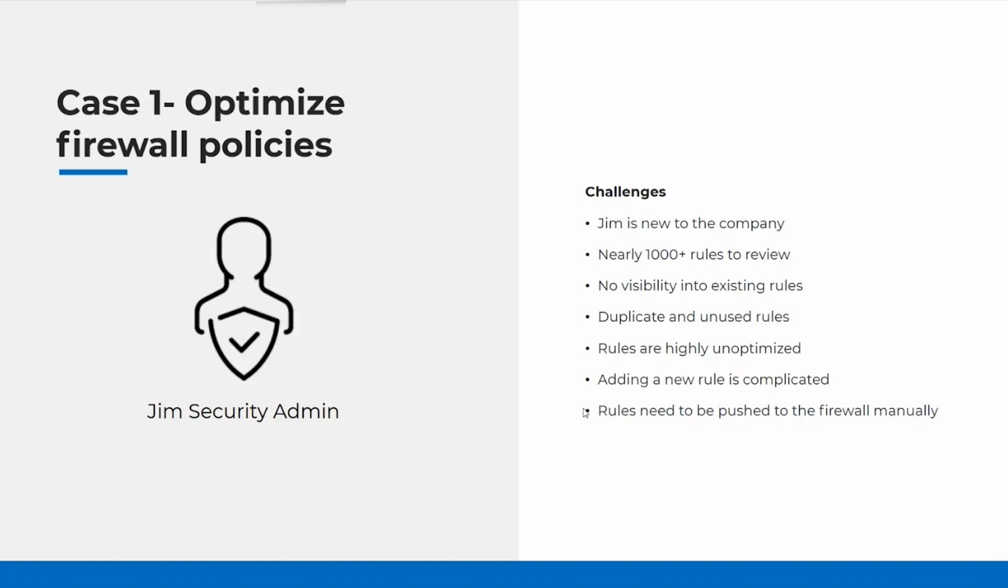There might be many duplicate or unused rules, and more than one security admin would have written these rules. So it already made the process complicated and the rules would be highly unoptimized. In addition to all of this, any new rule that Jim could write can negatively affect the existing rule set. So doing all of this manually will take a lot of time and effort, increasing the chance of human error. But let's see how Jim can use Firewall Analyzer to overcome these challenges.